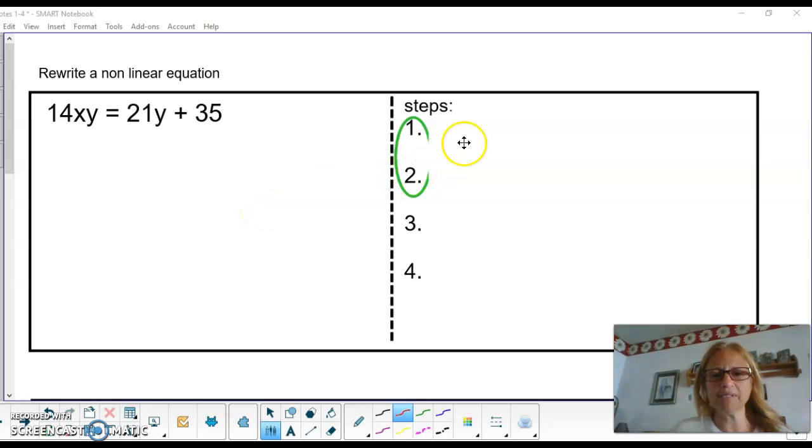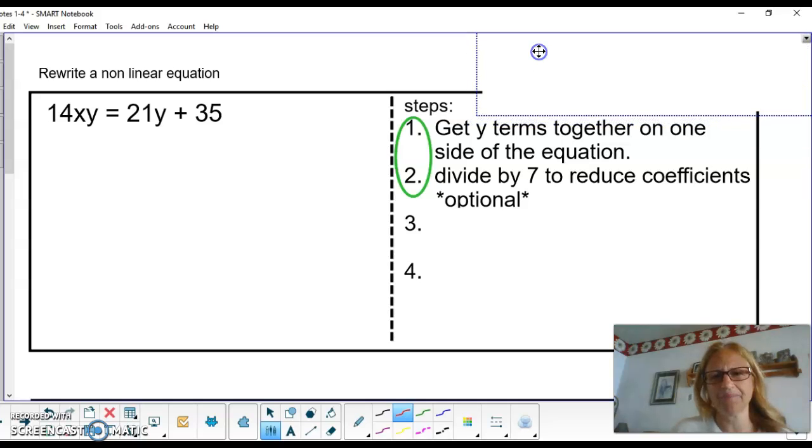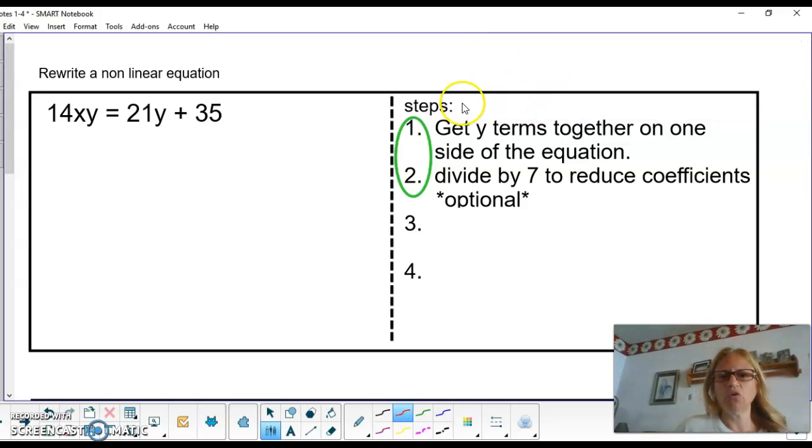So I put steps 1 and 2, I circled them because they kind of go together. So obviously, because we're solving, which I did not write down, we're solving for y here. So I want to get the y terms together on one side, and I also have this divide by 7 to reduce the coefficients. This is optional because you'll reduce it in the end, okay? But if you look here, 14, 21, and 35, this is something that you should be looking at now in Algebra 2.